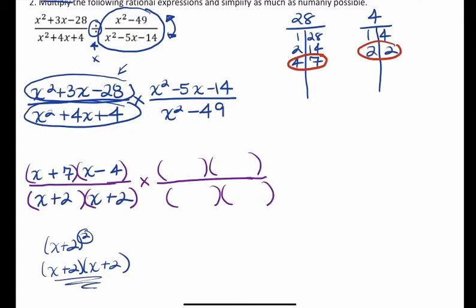All right, this next one here, we're looking at the factors of 14. So 14 is 1 and 14, 2 and 7, and I think that's it. I don't know if there's any other factors of 14. And we're looking for factors that will make 5. So it's got to be 2 and 7. So I'm going to put x here and x there, 2 and 7 here.